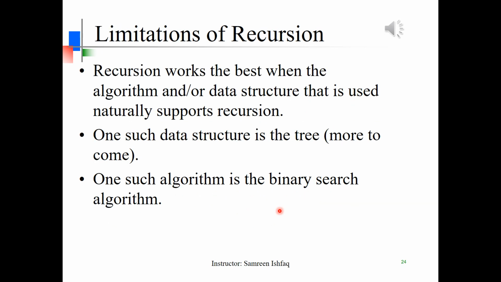Like any other data structure or any other solution to a problem, there are also some limitations. So, what are the limitations of recursion? By using recursion, you can often write a very simple, short implementation of your solution. However, just because an algorithm can be implemented in a recursive manner doesn't mean it should be implemented in a recursive manner, because recursion works best when the algorithm or the data structure that is used naturally supports recursion. One such data structure is the tree, and we will move forward to the tree data structure. And one such algorithm is the binary search tree.